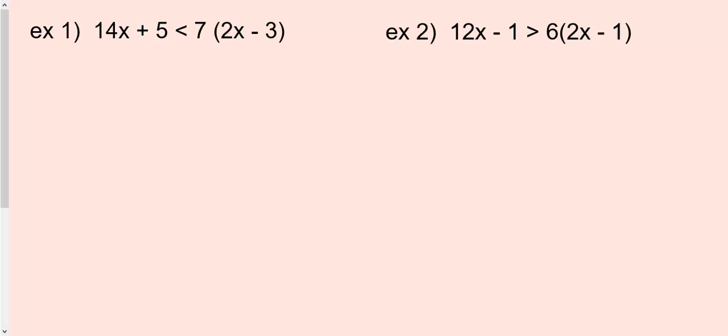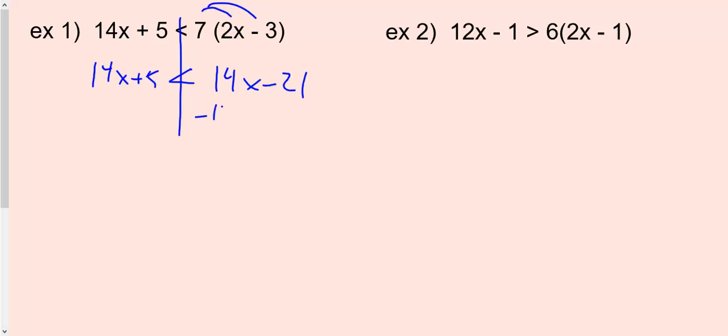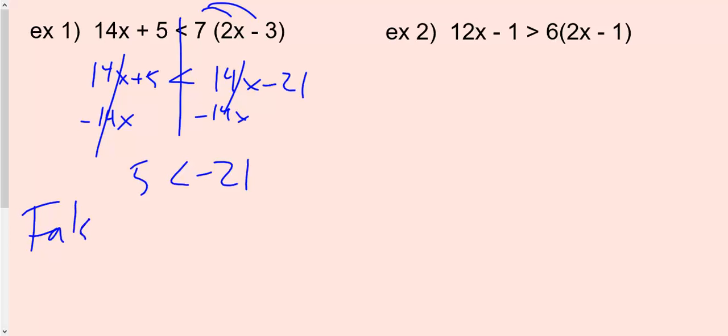Alright, this one has all kinds of stuff here. We got distributive property, we got variables on both sides, we got all kinds of things to do here. So let's just start by getting rid of those parentheses by doing the distributive property. 14x and then -21. Interesting, because when I subtract the 14x here, these are gone and these are gone, and you have 5 is less than -21. This is a false statement. Okay? If that happens, there is no solution.